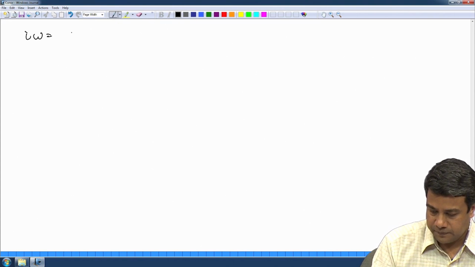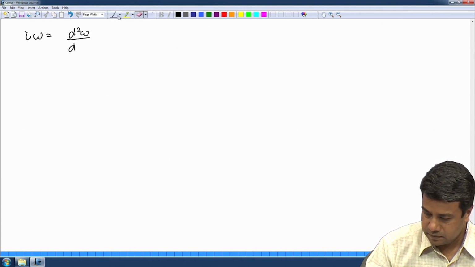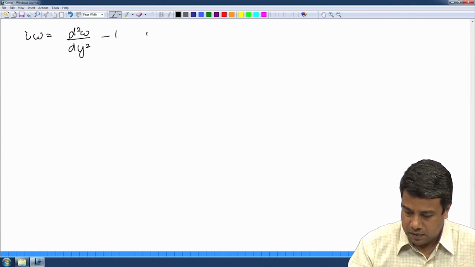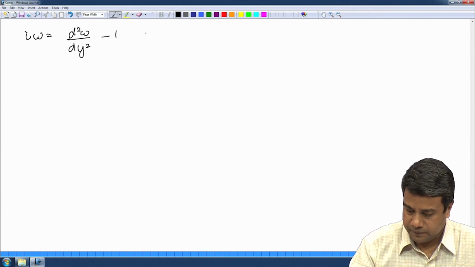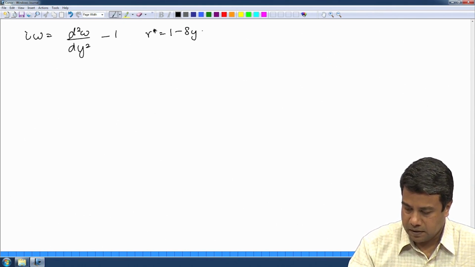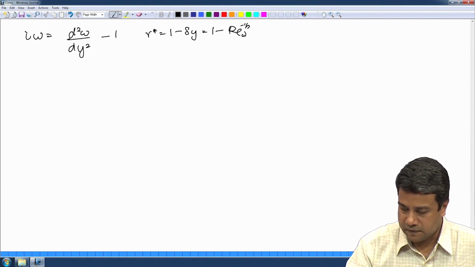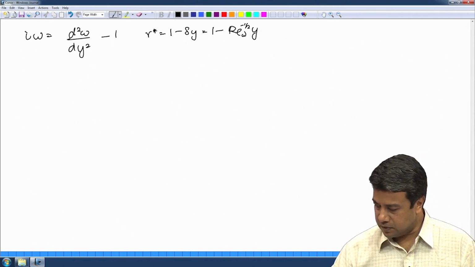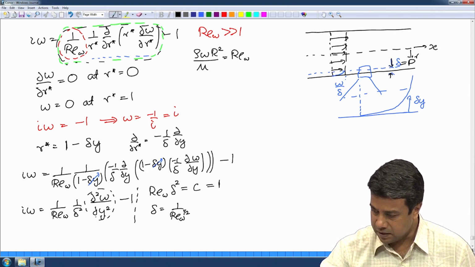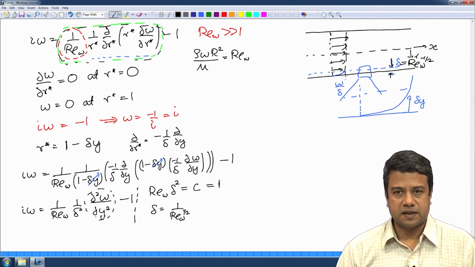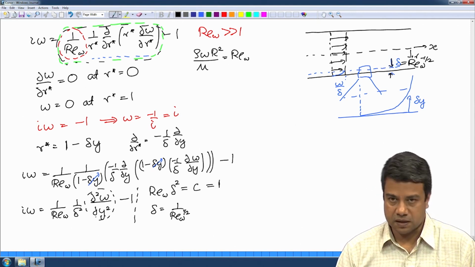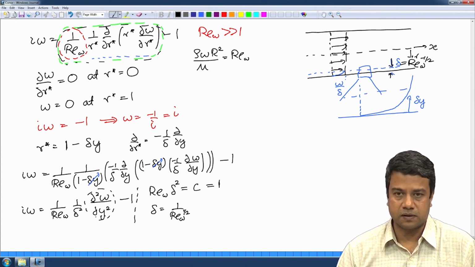I W is equal to d square W by dy square minus 1, where r star is equal to 1 minus delta y, which is 1 minus Re omega to the power minus half times y. What this balance has told me is that the thickness of this layer is Reynolds number to the power minus half. It goes to 0 as the Reynolds number goes to infinity in such a way that within this region inertial and viscous effects continue to be of equal magnitude. In the outer region, inertial effects are much more dominant in comparison to viscous effects.